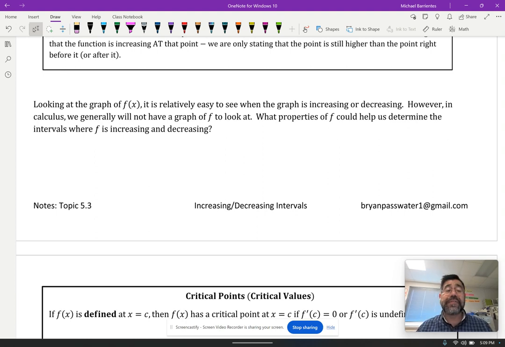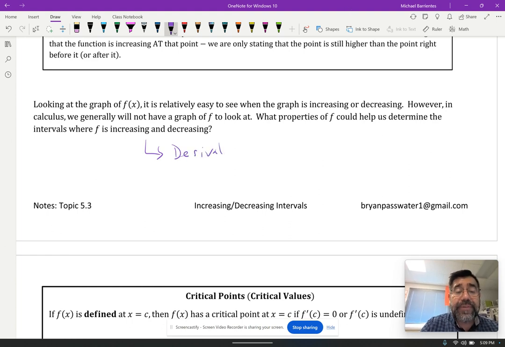But what if they don't give us a function? Or worse, what if they don't give us a graph of the function? Or worse, what if they give us a graph of the derivative of the function? Right? So we have to think of how can I use the properties of the function in order to help me determine whether it's increasing or decreasing. Well, there's one thing that can tell us when it's increasing or decreasing because it's attached to this idea, and that is the derivative.